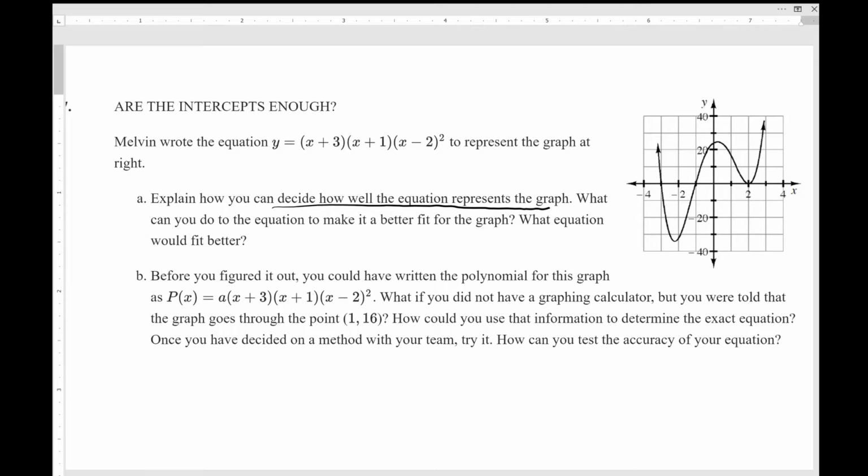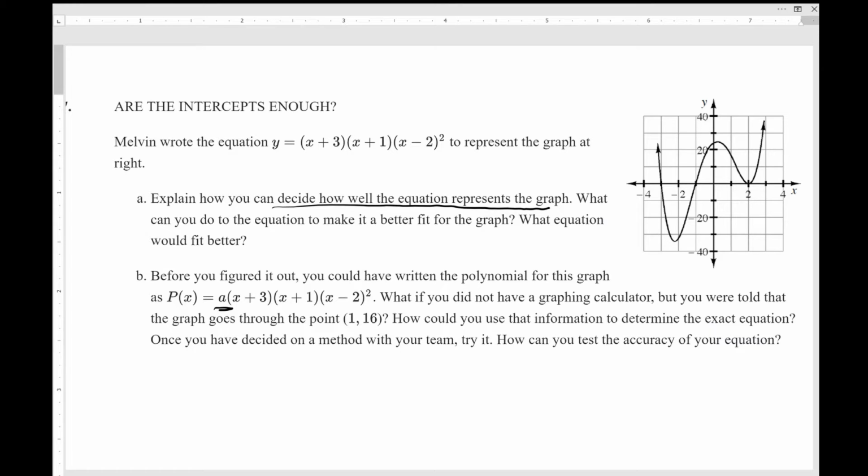And the reason why it does not is because we need a stretch factor, and that's what part B is getting at here. Before you figure it out, you could have written the polynomial for this graph as, and here we have that expression. Notice that there's an A here. You probably have seen an A like that before. We call that a stretch factor.